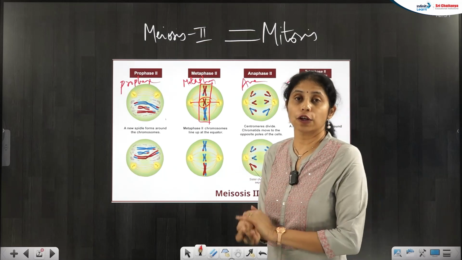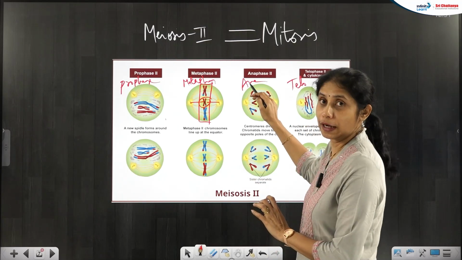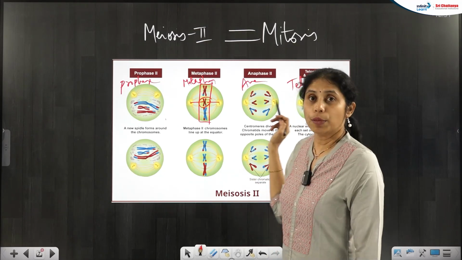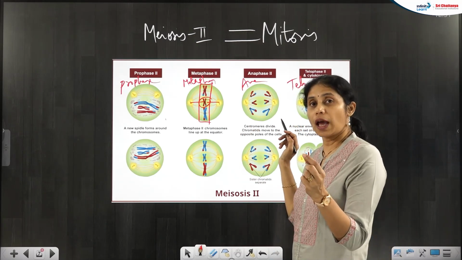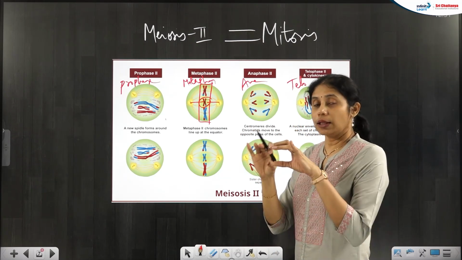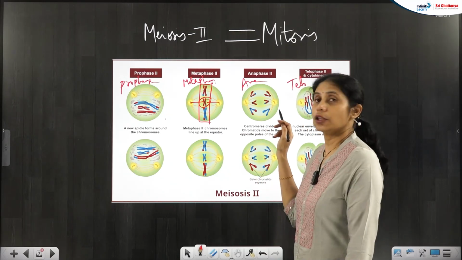So splitting of centromere happens in anaphase of mitosis and anaphase 2 of meiosis. And the daughter chromosomes are formed. Each chromosome will be having one sister chromatid, and they will try to move away from each other.